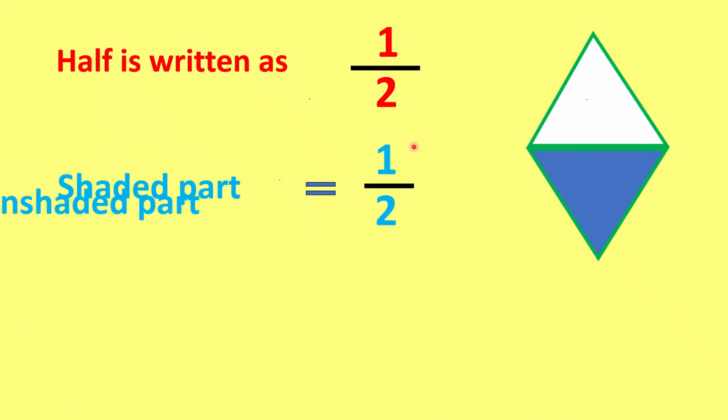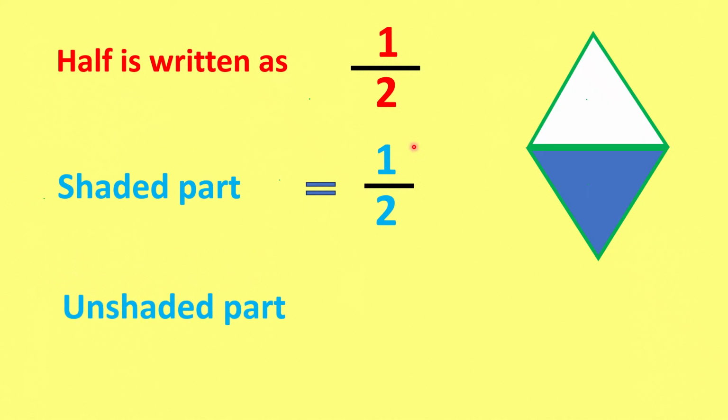Look at the another one. Again the question: bacha, the unshaded part is the shaded part? The shaded means the colored part, and the unshaded means the uncolored part. So how many here are uncolored parts? It's again the same, half of the whole is the uncolored part.